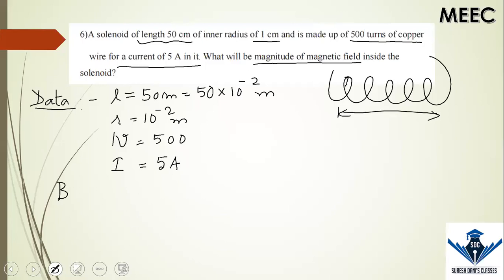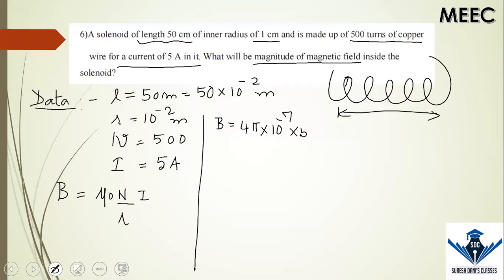We are going by the formula B is equal to mu naught N upon L times I. So B is equal to 4 pi into 10 to the power minus 7 into the number of turns, 500, upon the length, 50 into 10 raised to minus 2, into the current, which is 5. Can you quickly calculate, guys, and give me the answer? It's a straightforward answer. Can you please calculate, everybody, and tell me the right answer? I have given you the calculation.